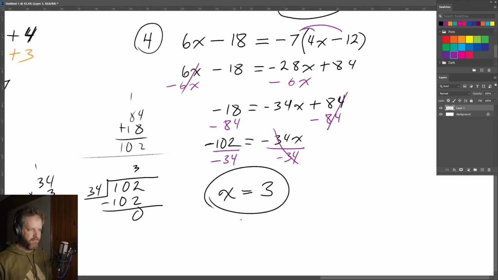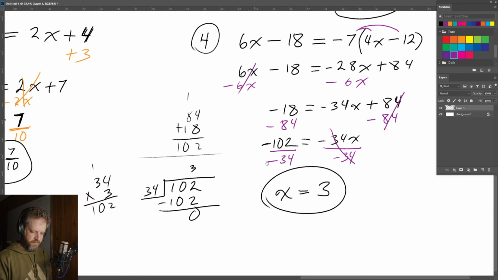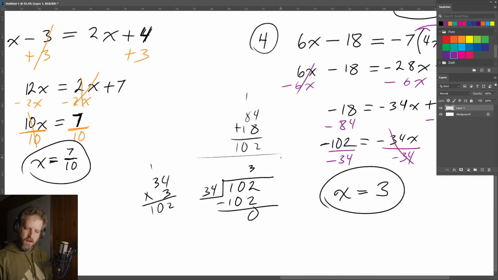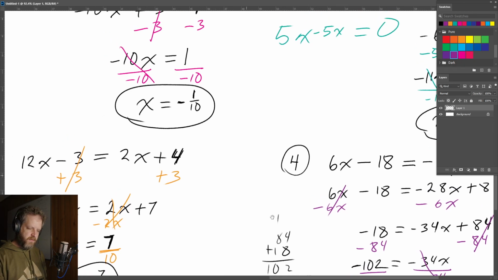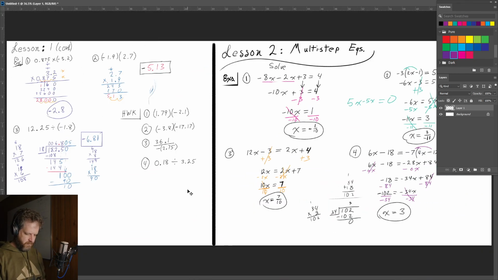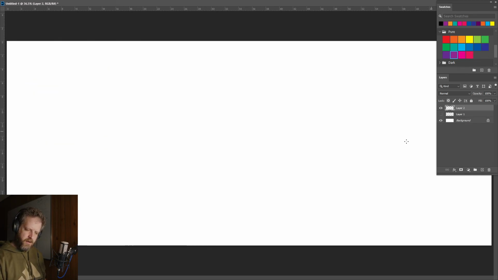It makes sense. So x equals 3. All right. Perfect timing. I'm going to give you all some practice problems of these, and then we're going to be through.